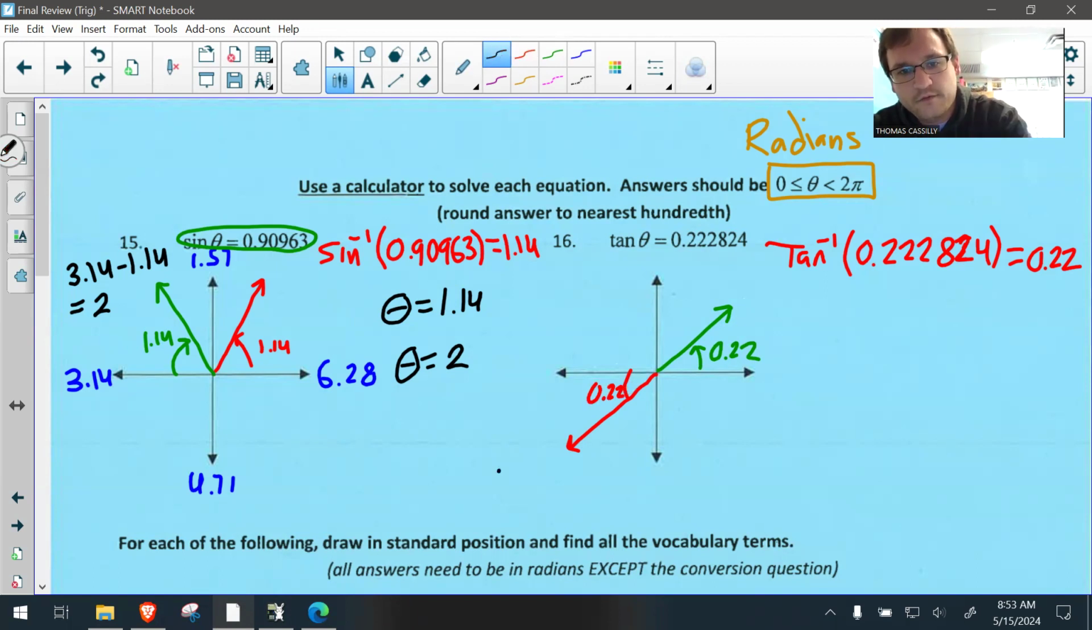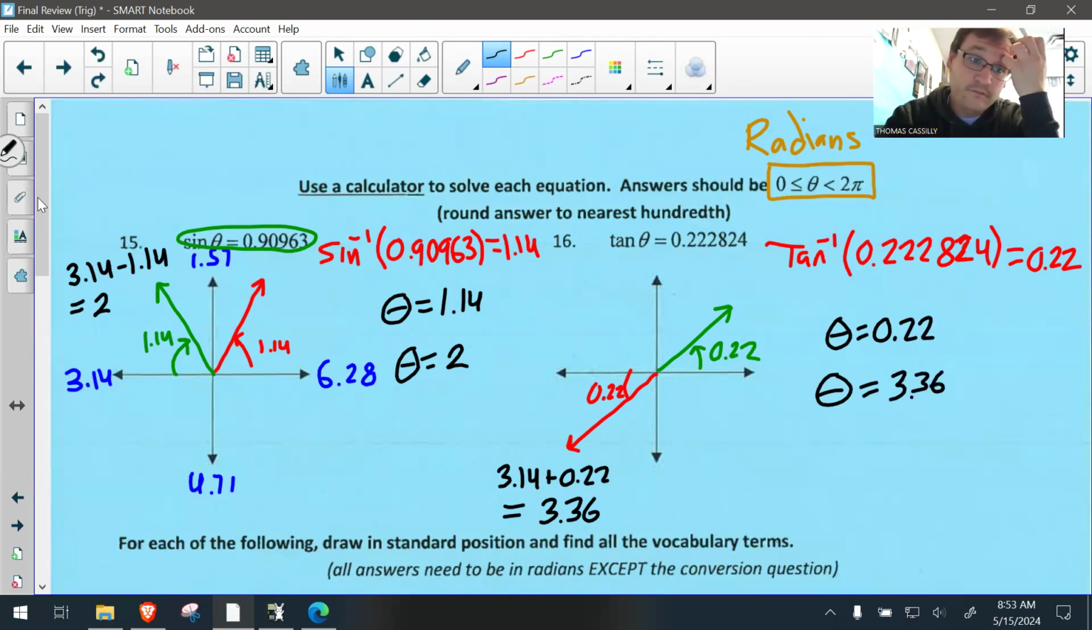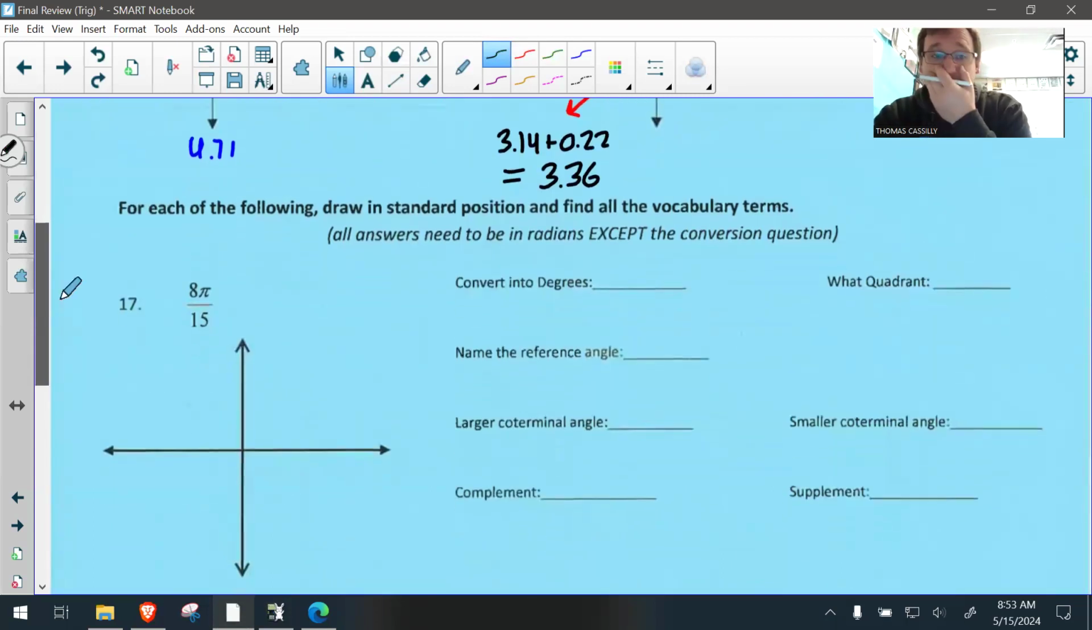And so we have 3.14 plus 0.22 because it's going past pi. All right, so this is going to be 3.36. And then the other one is at 0.22. So our two answers here, theta equals that reference angle that we got and that second answer that we found, which was 3.36. And on to the next one.